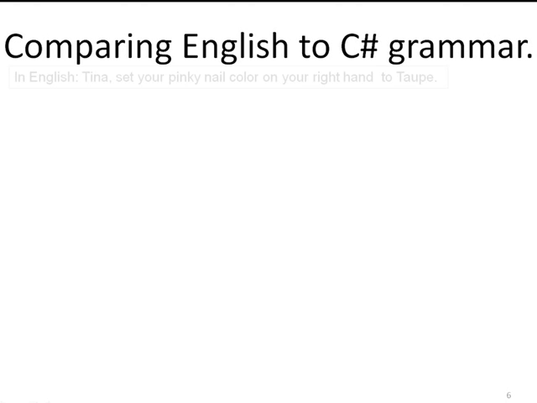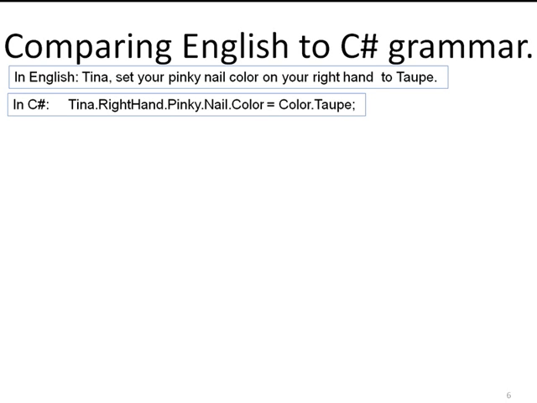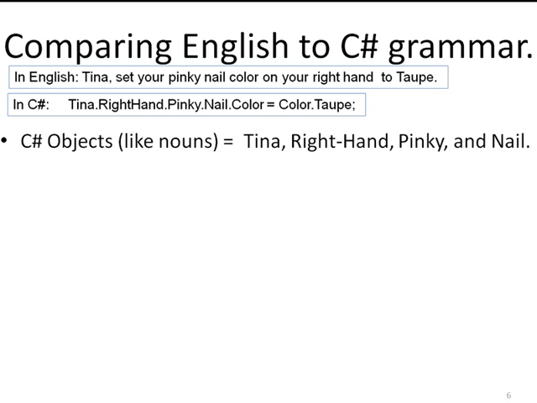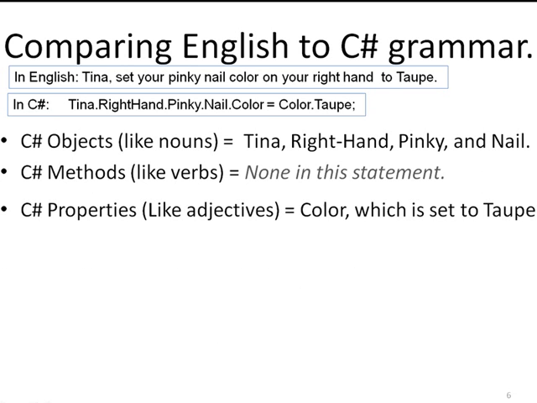So, let's do this comparison in C# grammar. In English, Tina, set your pinky nail color on your right hand to taupe. In C#, you go Tina.RightHand.Pinky.Nail.Color = Color.Taupe; C# objects are like nouns: Tina, right hand, pinky, and nail. Methods are like verbs. There's no method in this statement. There's no action. We're just setting a color.